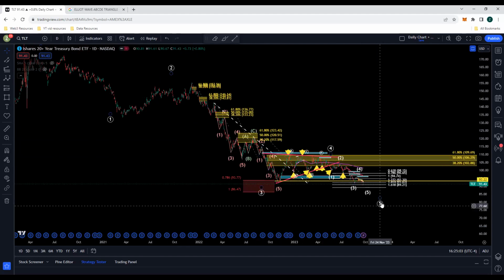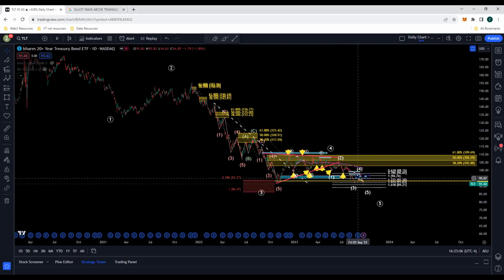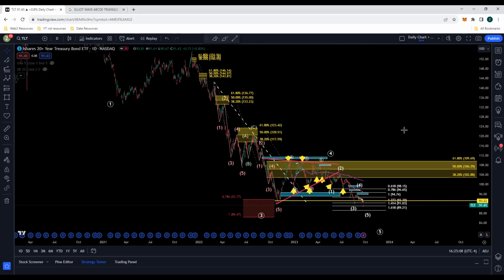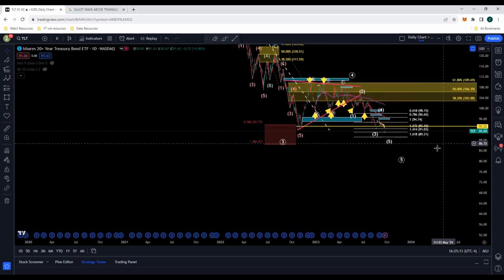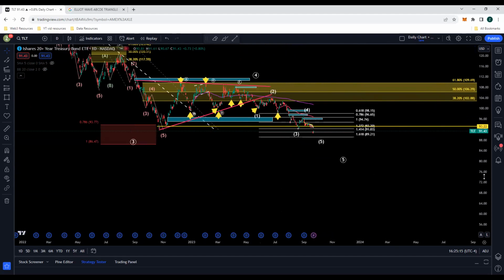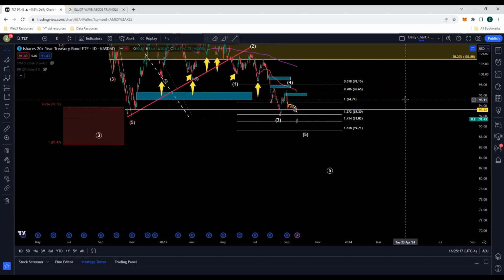We're looking for this wave 5 to complete. And I believe that this is going to be the bottom. Okay. After we complete this one wave 5, this is going to be a bottom area for the bond market, for the Treasury market. And I think that it's going to be a really, really good opportunity.